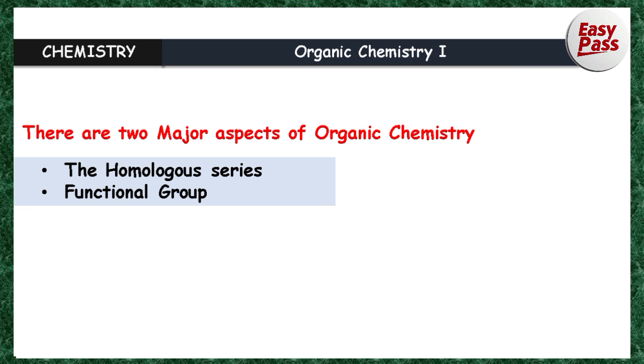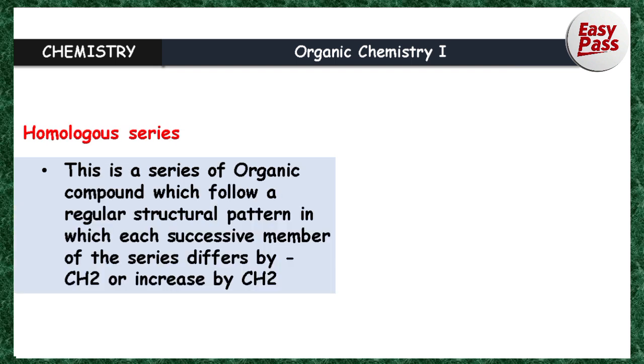What do you mean by the word homologous series? Homologous series is a series of organic compounds which follow a regular structural pattern in which each successive member of the series differs by CH2, or increases by CH2. That is homologous series.